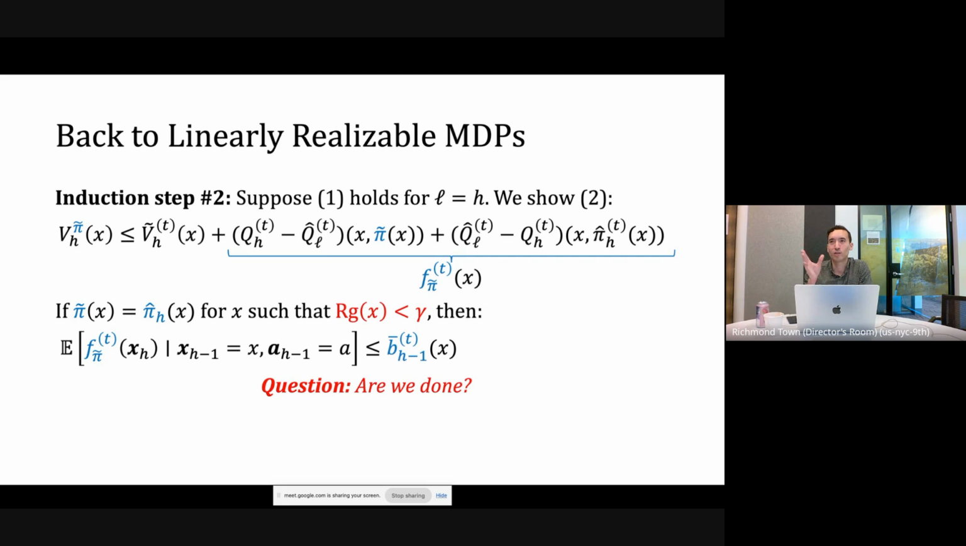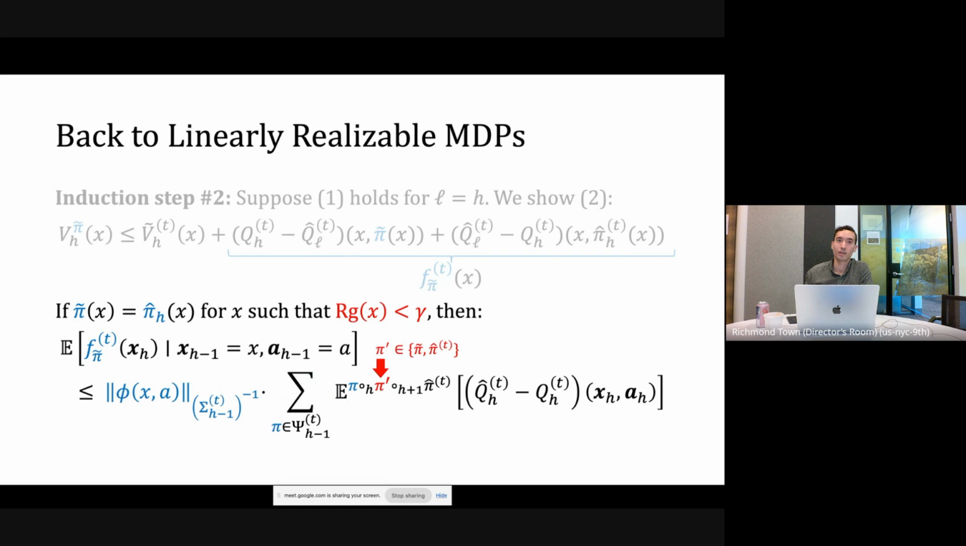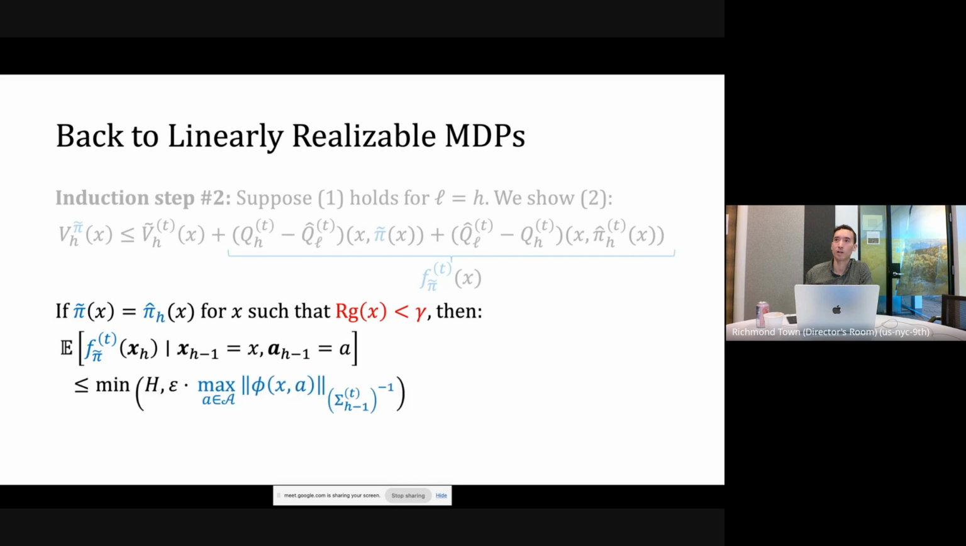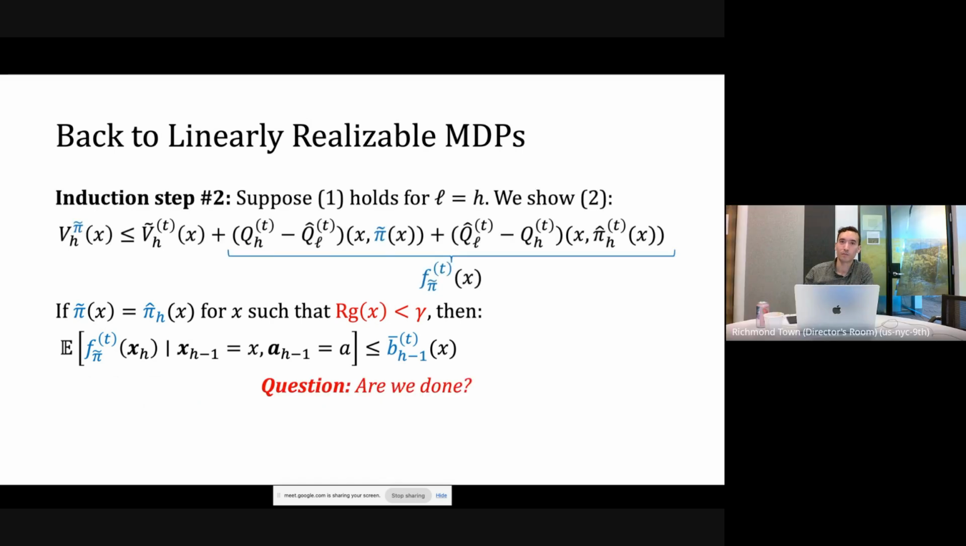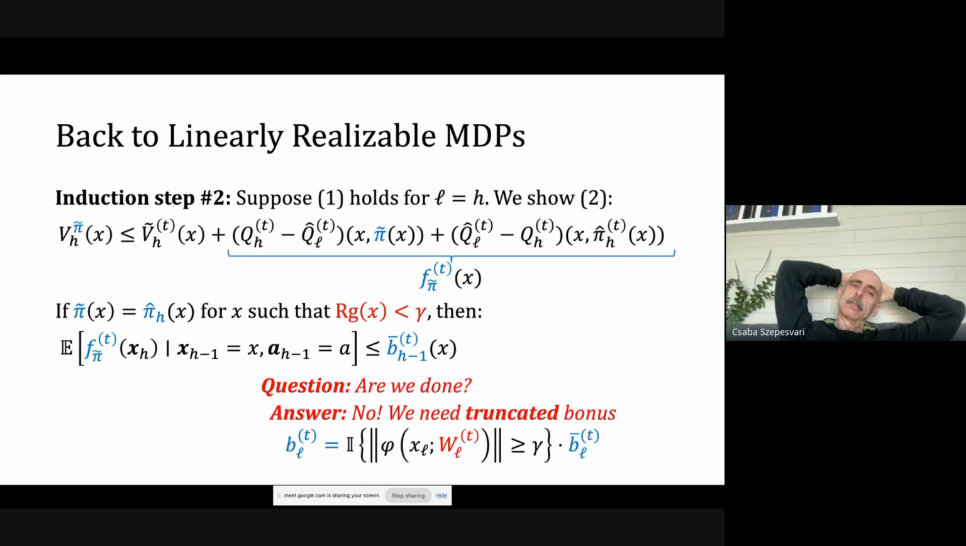Sure, there's a way to massage this induction to make it work, but that's not the main issue. The main issue is this is an untruncated bonus. This does not have the indicator multiplying it. And in the definition of the optimistic value functions, we needed this bonus multiplied by the indicator. This is a problem because the V's and the Q's are all defined with truncated bonuses. Got it. So how do we solve this? It's the range. You flip it.